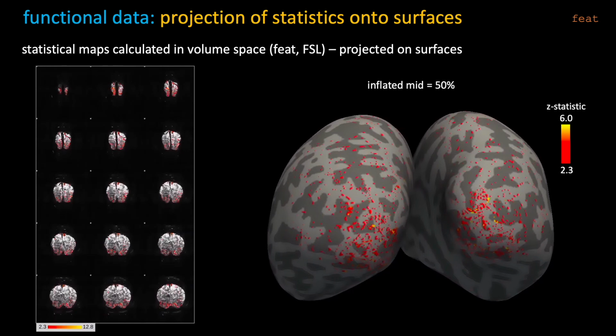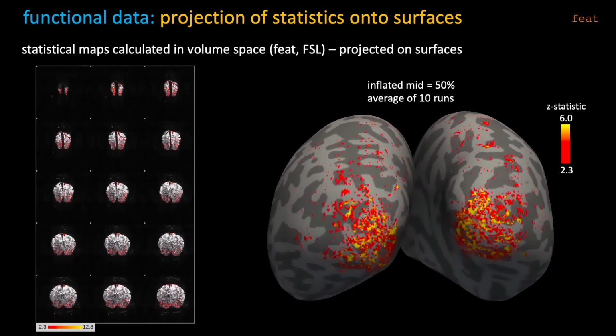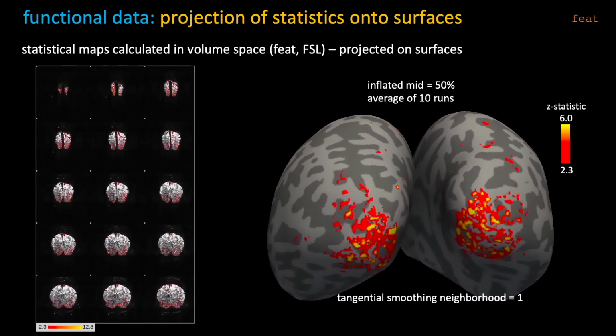So this looks okay, but it looks even better if we average over 10 runs. And again, we can project it on the surfaces. And here is the version with a little bit of tangential smoothing, not too much, just neighborhood 1, so it's pretty subtle.